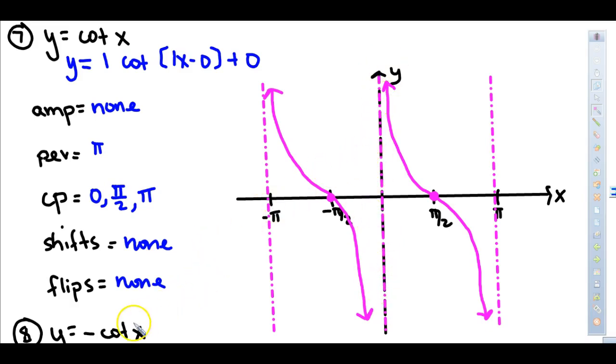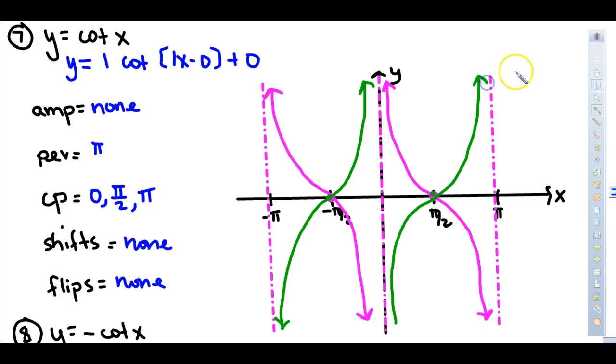Okay. Now, of course, if you flip cotangent, your asymptotes and points will be in the same place, but cotangent will then increase instead of decrease. So it will look like this. It will increase from left to right. So this is what y equals negative cotangent of x looks like. And then this is the parent function.